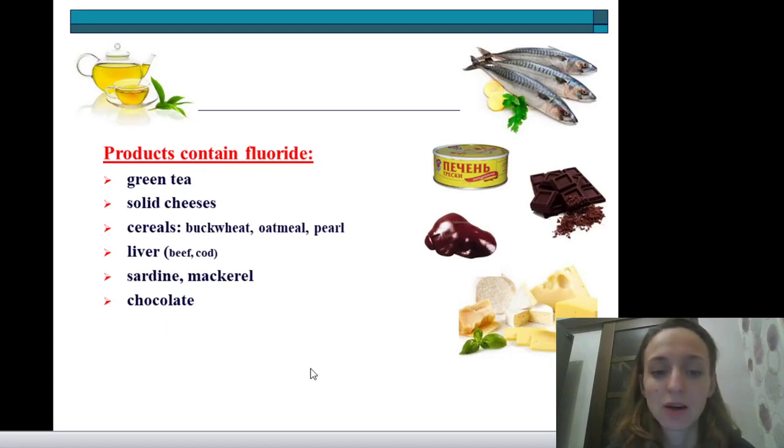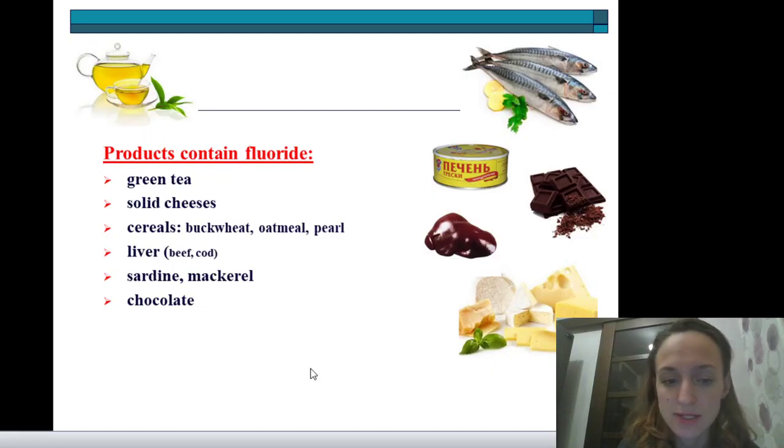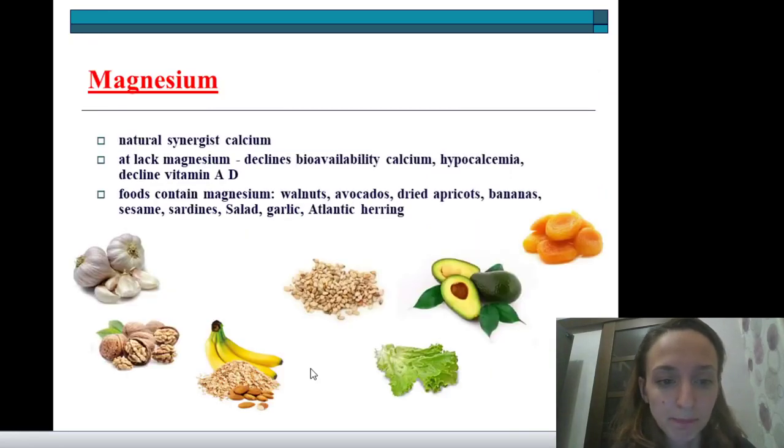Products that contain fluoride: it is green tea, cereals, liver, chocolate, sardines.